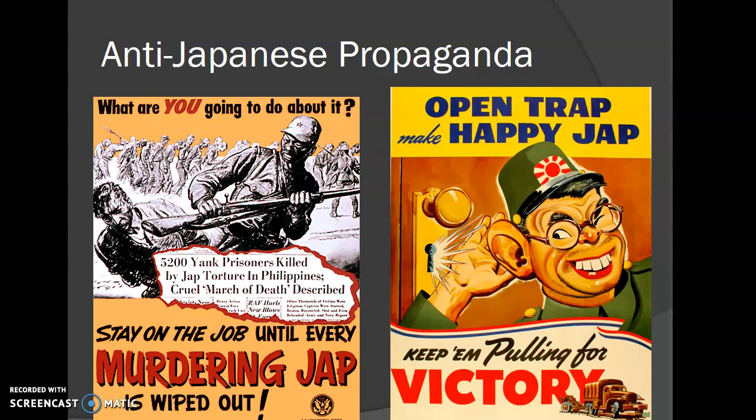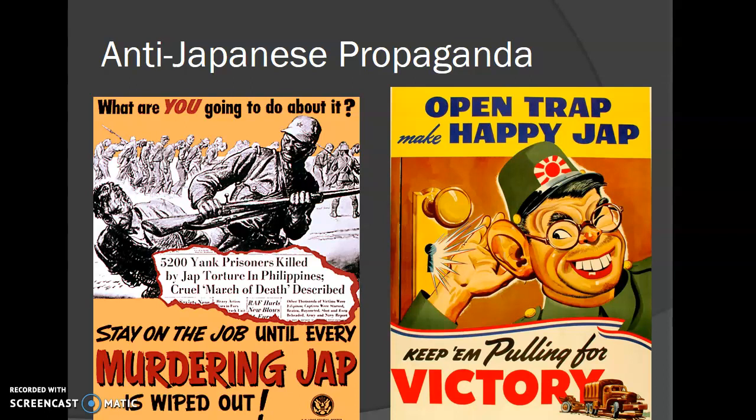And you can see how that could have happened because if you start looking at this propaganda here, whether it's making them out to be caricatures that are ridiculous, and let's see, this between the teeth and the ears made to look like, they're basically stereotypes, or some type of dangerous, murderous human beings who, again, stay on the job until every murdering Jap is wiped out.